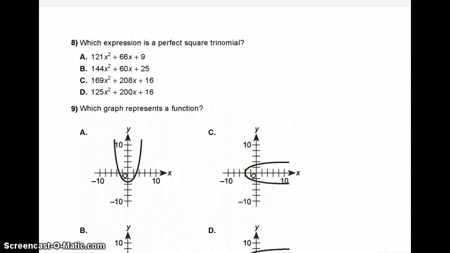Number 8, which expression is a perfect square trinomial? A, 121x squared plus 66x plus 9. B, 144x squared plus 60x plus 25. C, 169x squared plus 208x plus 16. Or D, 125x squared plus 200x plus 16.